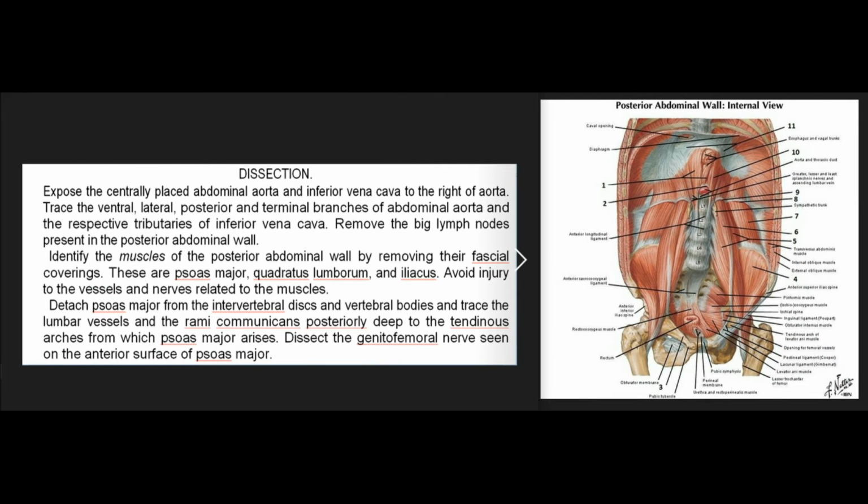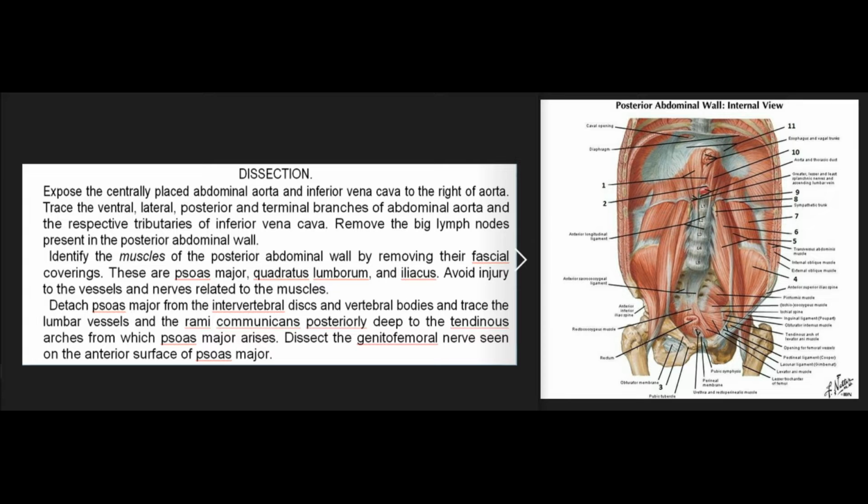Dissection. Expose the centrally placed abdominal aorta and the inferior vena cava to the right of the aorta. Trace the ventral, lateral, posterior, and terminal branches of the abdominal aorta and the respective tributaries of the inferior vena cava. Remove the big lymph nodes present in the posterior abdominal wall.